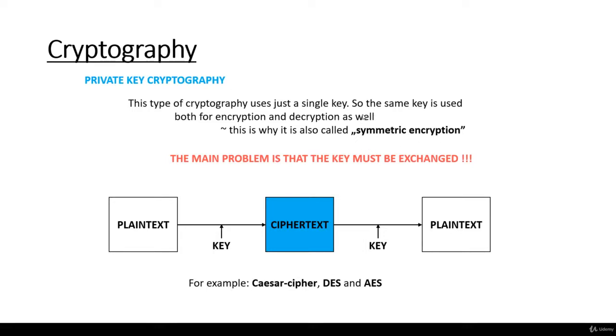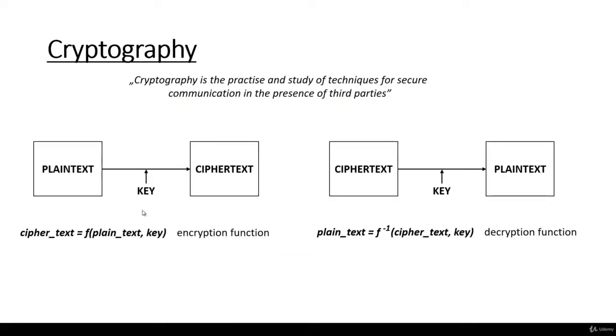So first of all, let's talk about symmetric encryption, which is also known as private key cryptography. This type of cryptography uses just a single key. So the same key is used both for encryption and decryption as well. For example, we have a given plain text, then we have to use a given key in order to generate the ciphertext. This is what we have been discussing, that the encryption function is just an abstract mathematical function that's going to take the plain text and the key and transform the plain text into a ciphertext.